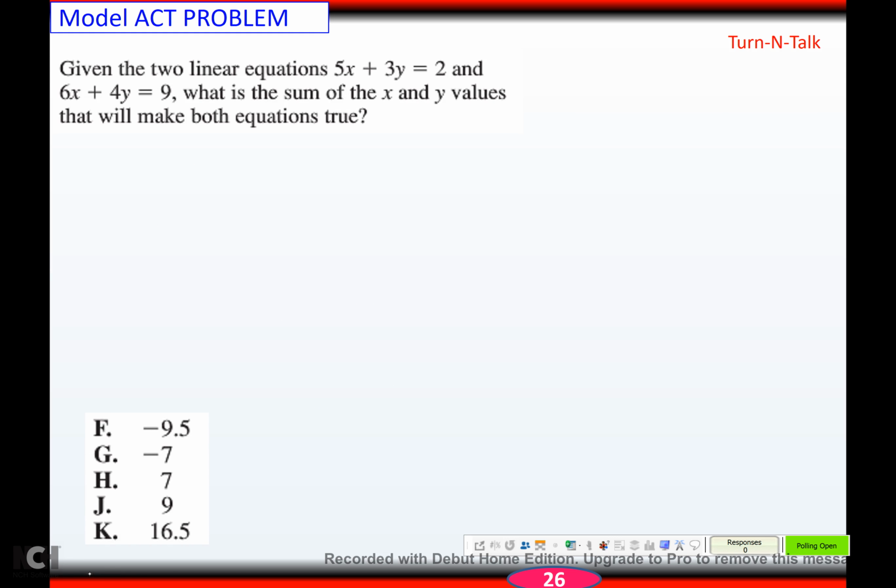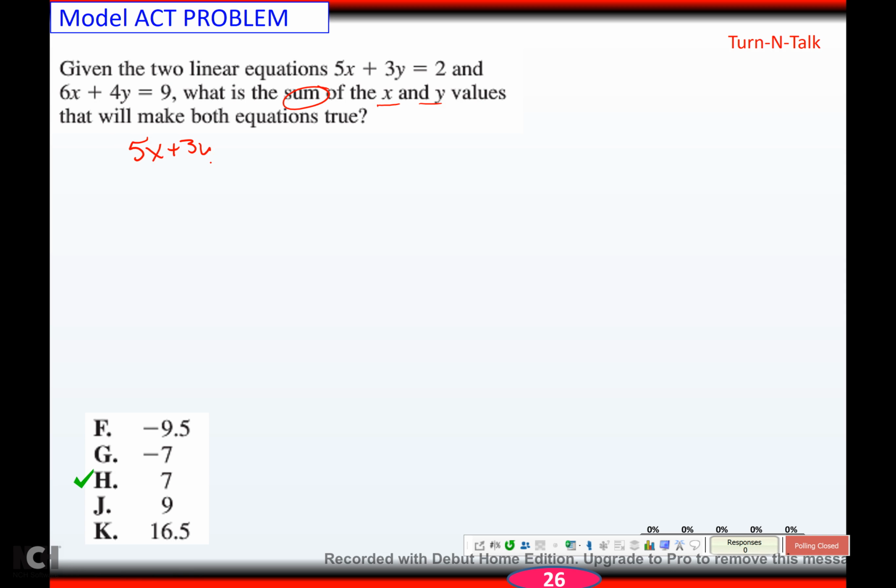Alright, try this one, hit pause, come back when you're ready. Alright, it says given the two linear equations, what is the sum of the x and y values that will make both equations true? So they want me to solve it for x and y, and then they want me to add them up. Well, anytime they give me two equations, it's a system of equations.